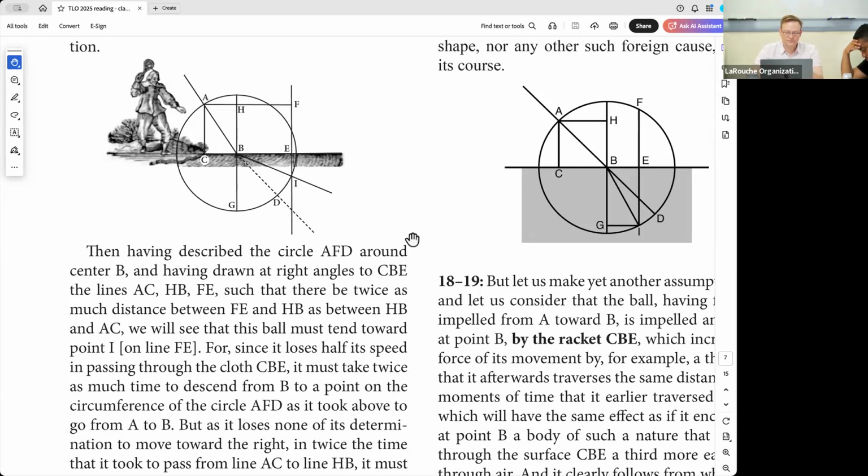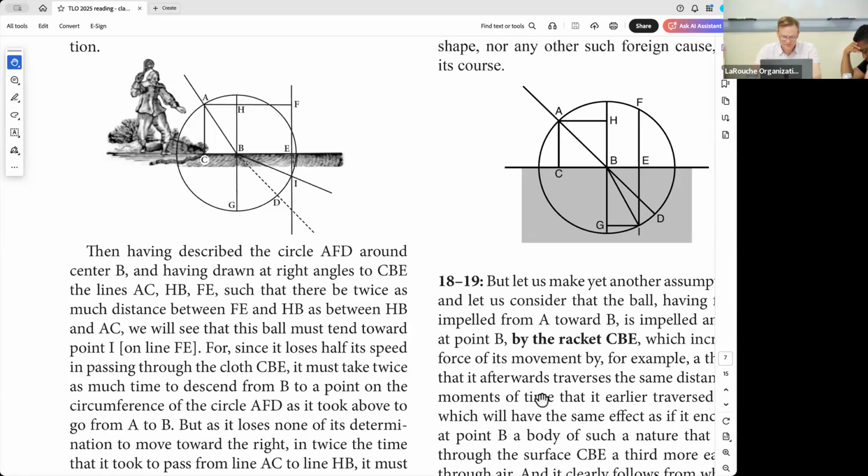For since it loses half its speed in passing through the cloth CBE, it must take twice as much time to descend from point B to a point on the circumference of the circle AFD, not to be confused with AFD, as it took above to go from A to B.